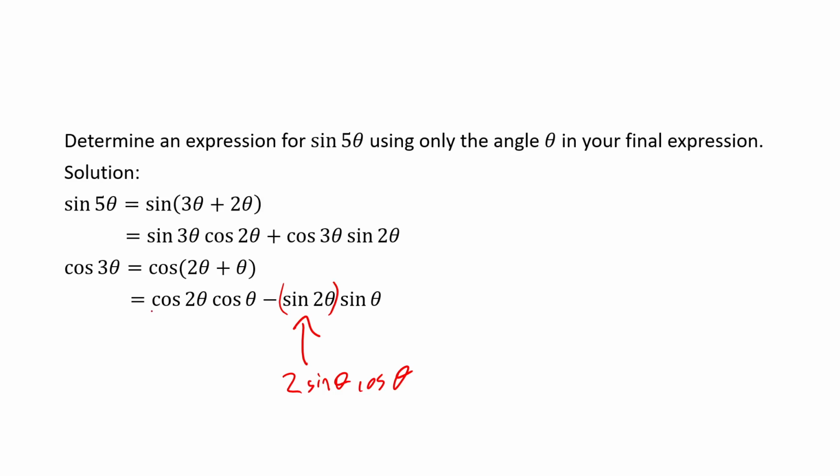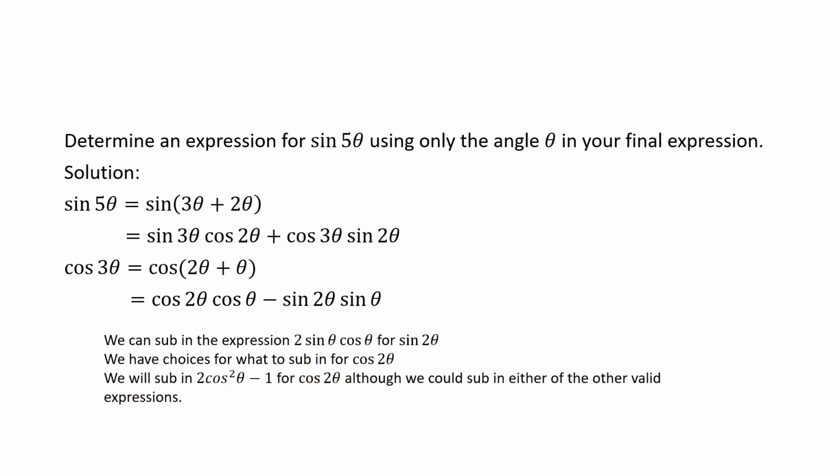And the cos of 2 theta is whatever we want it to be out of these 3 options: cos squared theta minus sine squared theta, or 1 minus 2 sine squared theta, or 2 cos squared theta minus 1. And it really is up to us which one we choose. Okay? So in this question, like it says here, we'll sub in, obviously, 2 sine theta cos theta for sine 2 theta. That's our only option. We have options, though, as I expressed earlier, for cos 2 theta, so let's call it 2 cos squared theta minus 1. We could have called it either of the other ones as well.